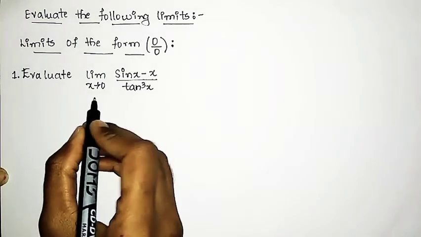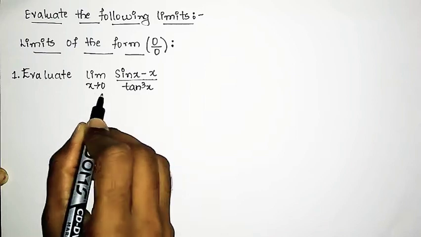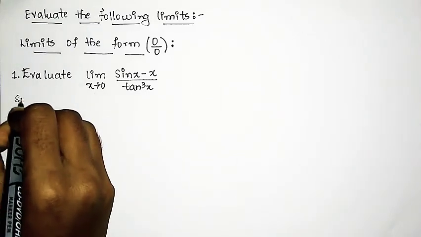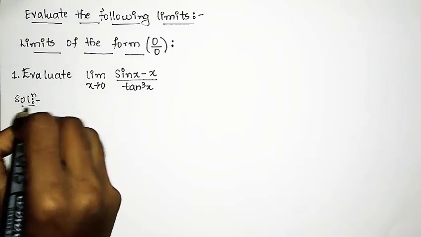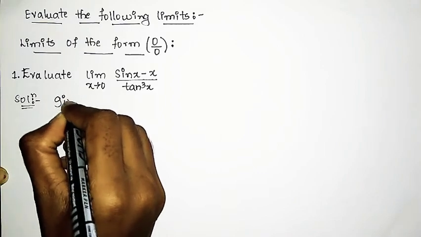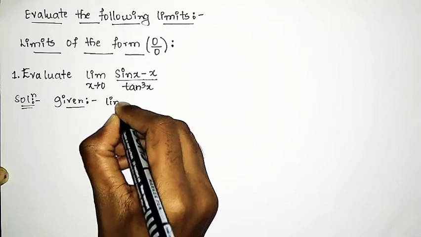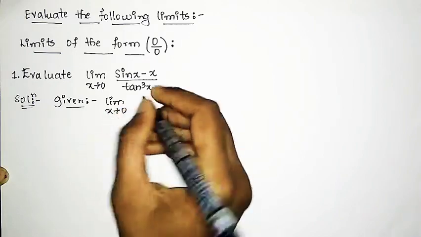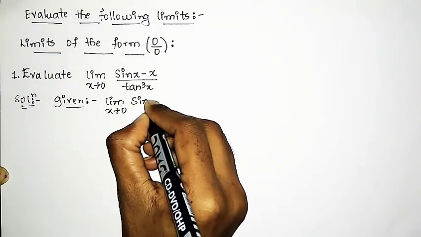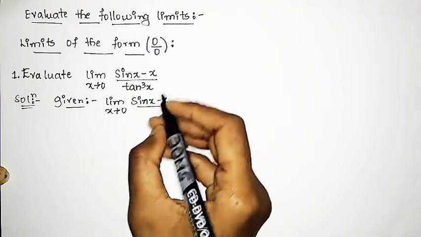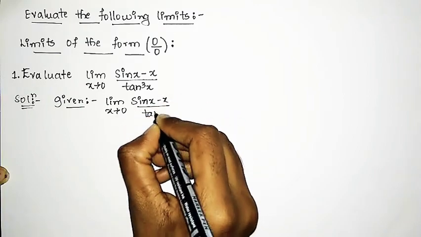Today we shall solve the problems on limits by applying the L'Hospital's rule. So the first thing is that given. The given is: limit as x tends to 0 of (sin x minus x) divided by tan cube x.